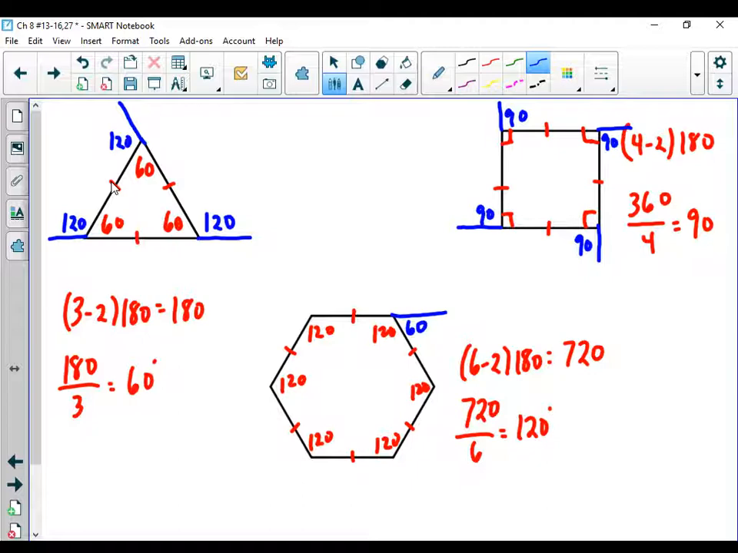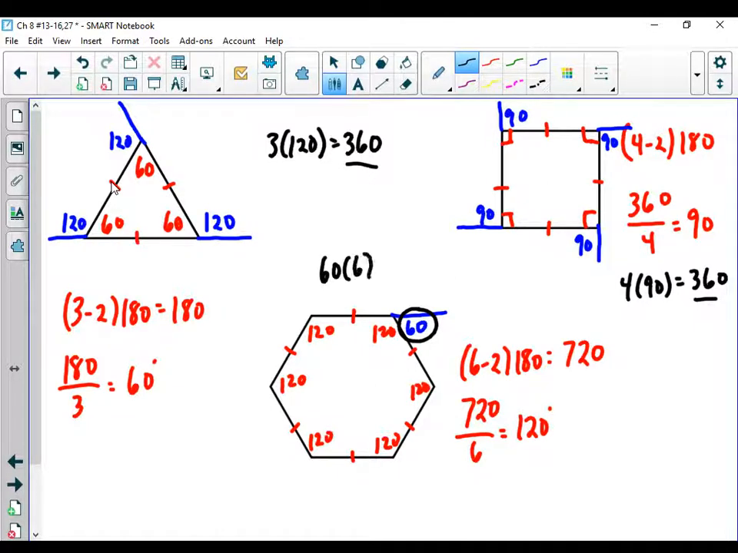Well, what about if I did the total then for those exterior angles? Well, for the triangle, I've got 3 that were each 120. Or in other words, my total was 360. Over here, I had 4 of them. All those outside or exterior angles were 90. I get 360 again. The 6-sided figure, I have an exterior angle of 60, and that would be true in each of those places. And so the total is 360.